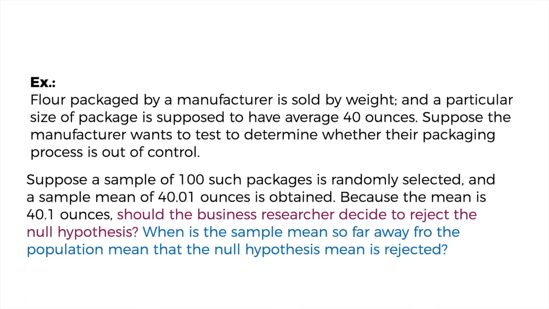The next question is, when is the sample mean so far away from the population mean that the null hypothesis is rejected? So this is the second question. So both of them are related in terms of measuring how far the sample mean or how far the value that you will be computing is from the population mean. That would cause the hypothesis to be rejected.